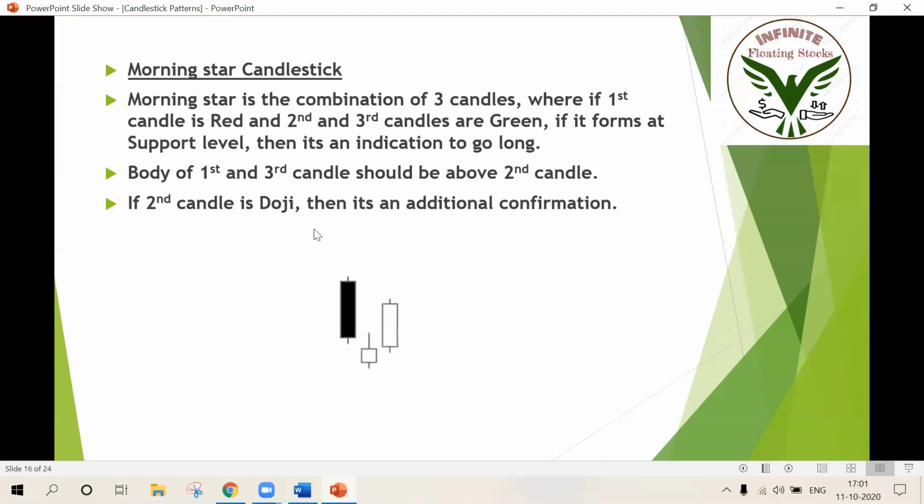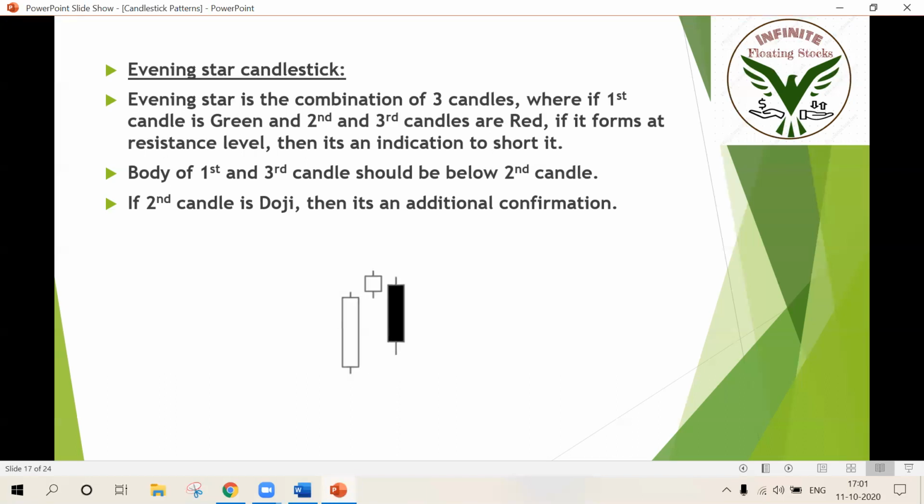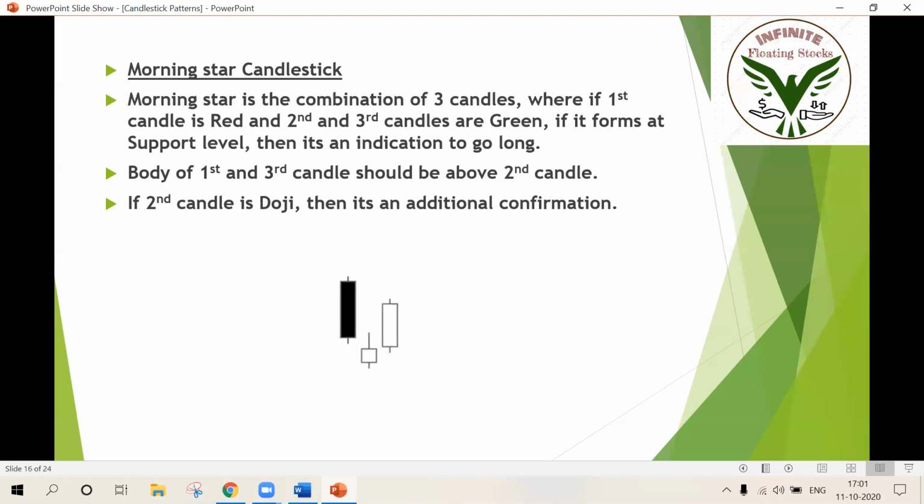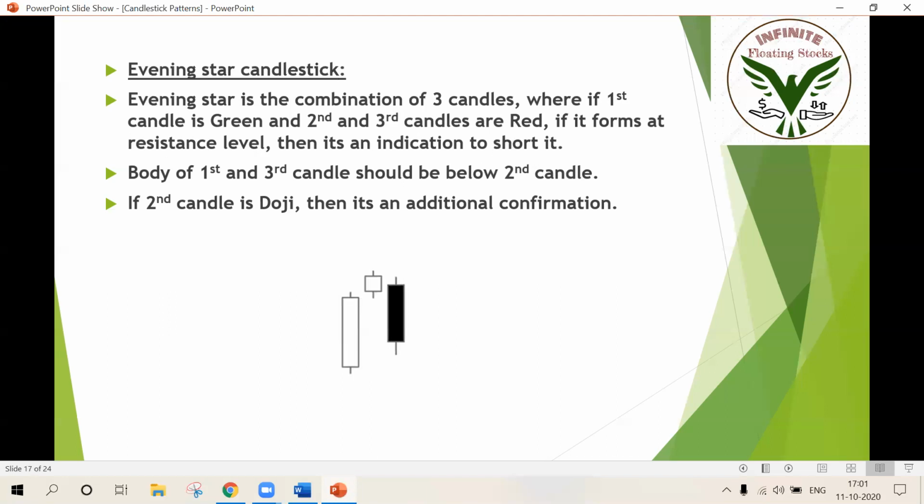So it's very similar to morning star. There is no other difference. They look similar, but morning star is a bullish play. If the morning star is happening at a support level, you need to go long, I mean, make a buy position. And if the evening star is happening at a resistance level, you need to make a sell position, or go short.